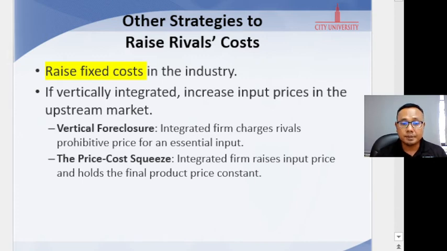Price cost squeeze can also be used by a large vertically integrated firm to punish rivals who do not participate in market sharing and other collusive arrangements in the downstream market. While the vertically integrated firm may lose short-term profit by using price cost squeezes to discipline rivals, this investment in a reputation for being tough can generate higher future profit in markets where there is repeated interaction.